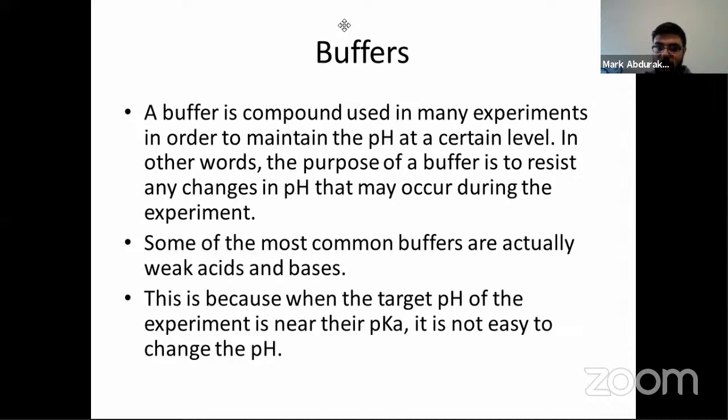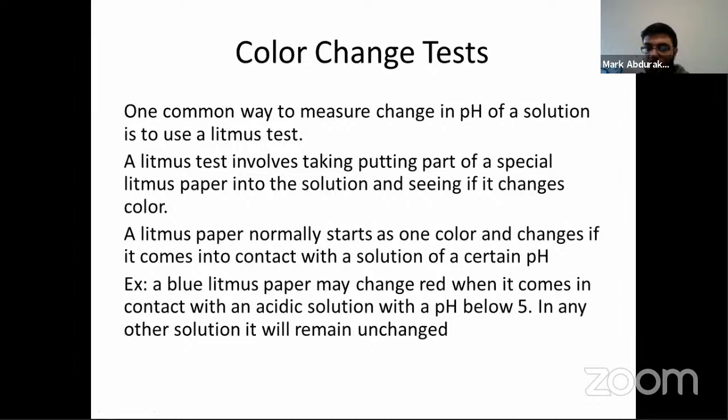Okay. Next I want to talk about color change tests. This is a way we can measure the pH without using a pH meter or something more specific or exact, to visualize, you could say. One common way is to use a litmus test. A litmus test involves dipping part of a special paper called litmus paper into the solution you're looking at and seeing if it changes color. A litmus paper normally is one color, say blue. So there's a blue litmus paper.